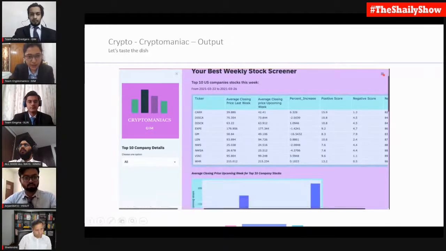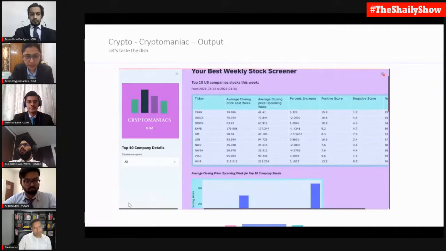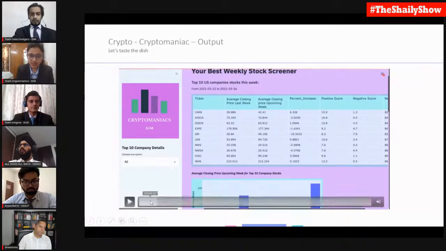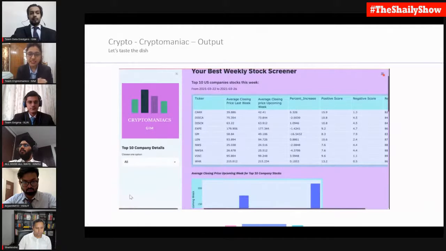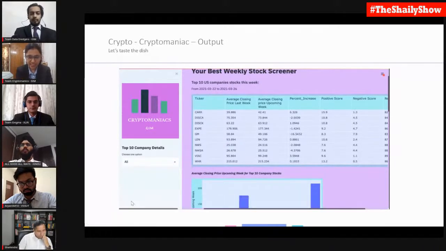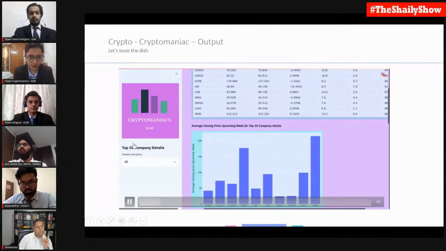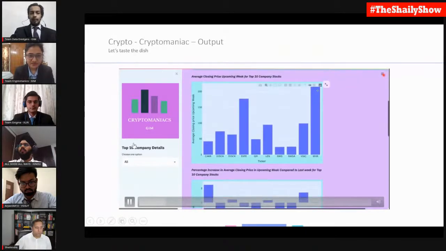And we have shown the average closing price last week, average closing price for the upcoming week, and the percentage increase or decrease. The positive, negative, and neutral scores of the sentiments have been given. Basically, the sentiments will show in which direction the stocks will go. So we have also given weightage to these sentiments, and that we have assigned as the positive, negative, and neutral scores. Then, Shailendra, if you could please, yeah, just pause.